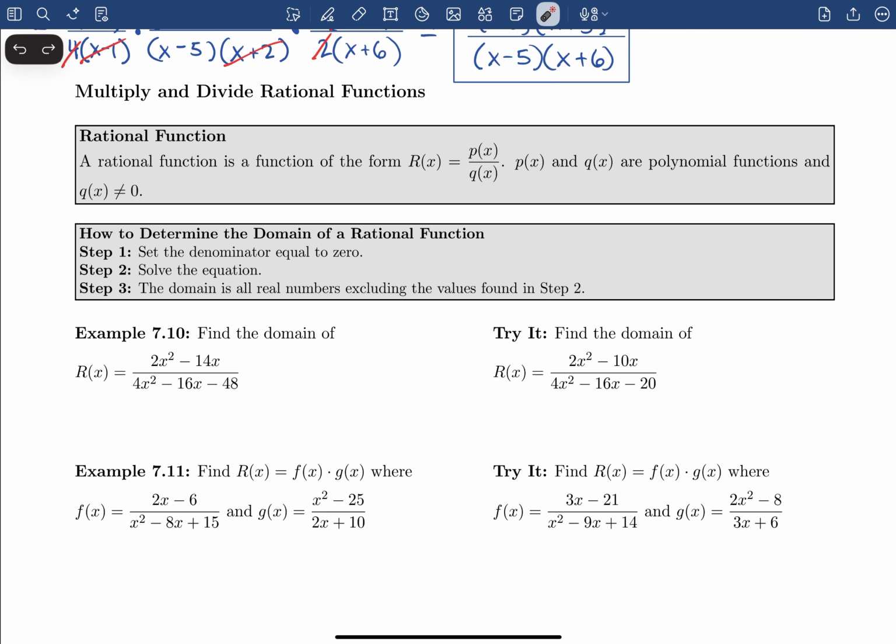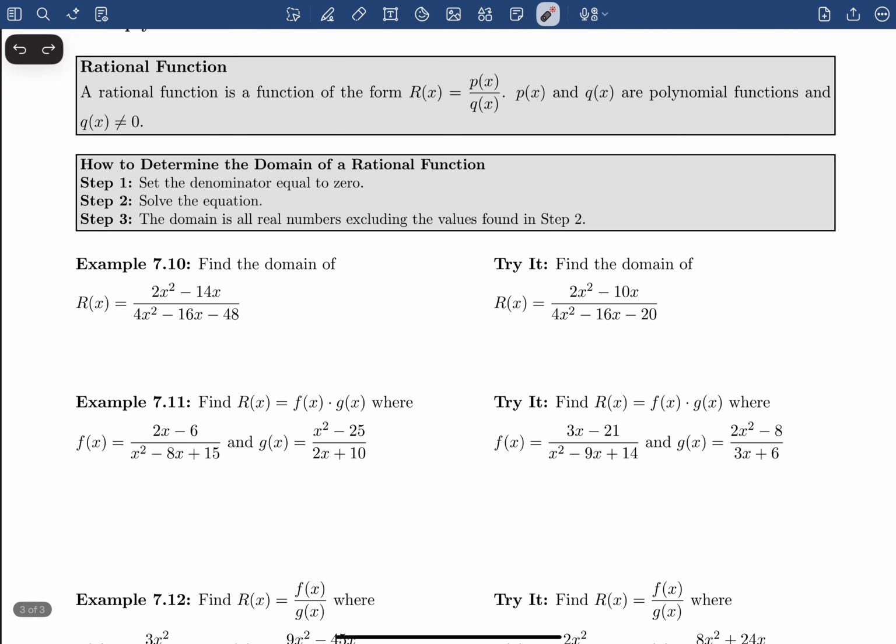And we might name the function in question r of x because we're talking about a rational function, which begins with the letter r. So it's very common to call this function r instead of f. But we could call it f, it doesn't matter.